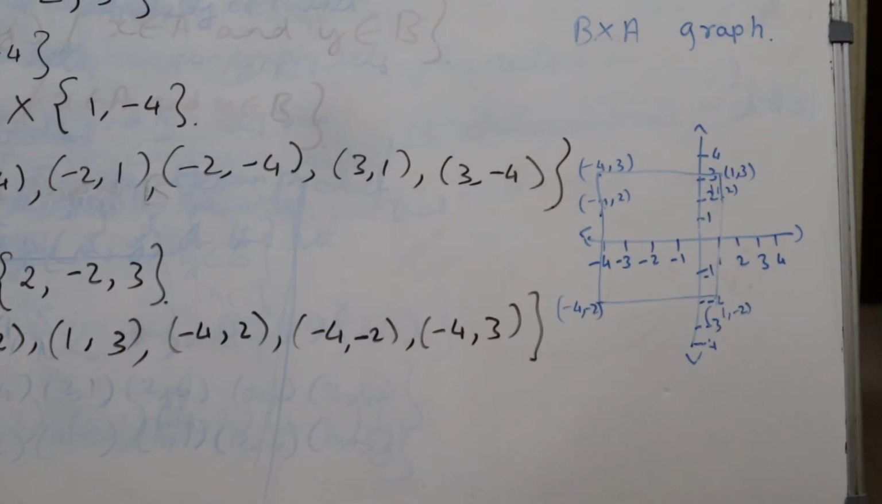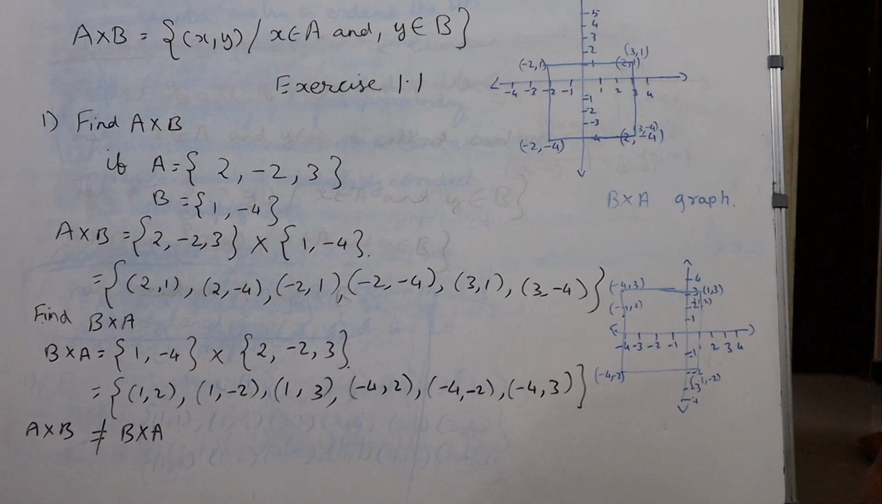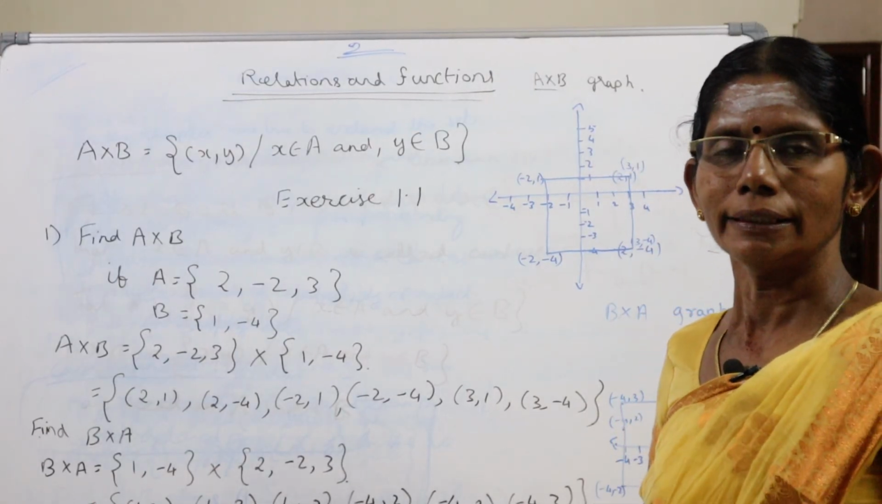are they equal? No, they are different. So A cross B is not equal to B cross A. Understood, children? We see the next problem.